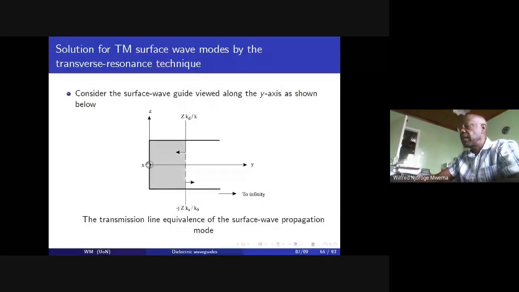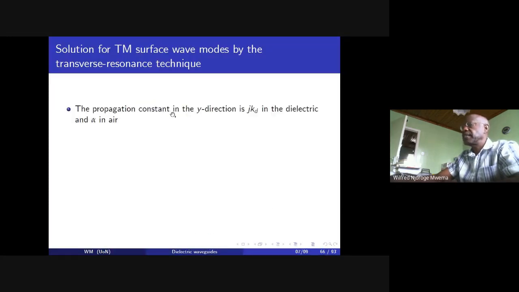So we are looking at y going that way, and therefore this is the value of a, and that is the x coming out. So all we have done is to rotate our dielectric structure that we were looking at before, so that we can be looking through the y direction to illustrate how this transverse resonance technique operates. So the propagation constant in the y direction is then going to be given by kd in the dielectric and j alpha in the air region.